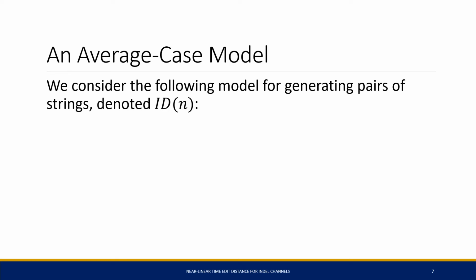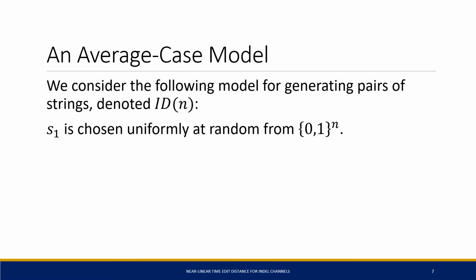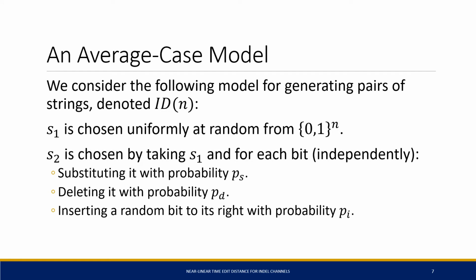So in this model, we'll generate a pair of strings. The first string will be generated uniformly at random from all bit strings of length n. And the second string will be generated by taking the first string, and for each bit, independently applying a substitution, a deletion, or an insertion to the right with some small constant probability. And in the paper, we actually consider a more general model where multiple bits can be inserted or deleted at once to represent splicing in, for example, entire sequences rather than just individual sites. However, for this talk, to keep things simple, we'll just consider splicing in one character at a time.